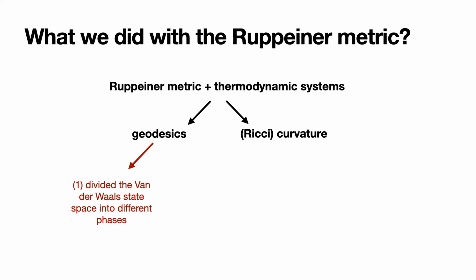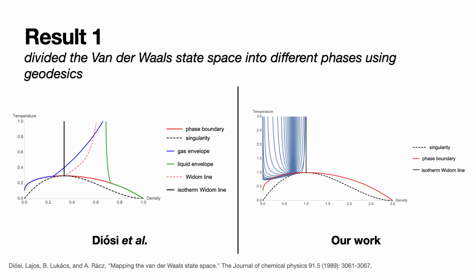First, we divided the van der Waals state space into its different phases using geodesics. Using a slightly different formulation of the metric, we reworked a previous partitioning of the van der Waals state space so that it becomes more physical.